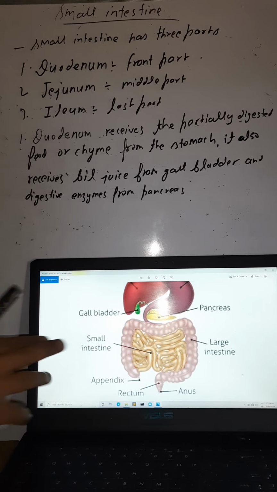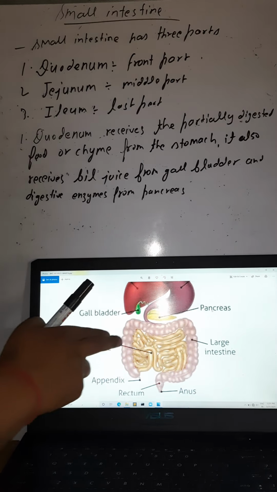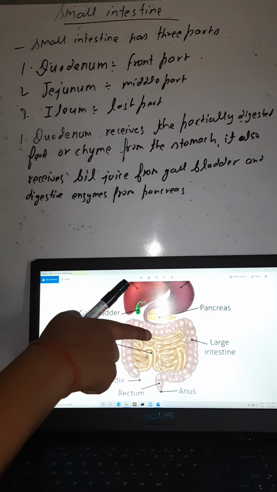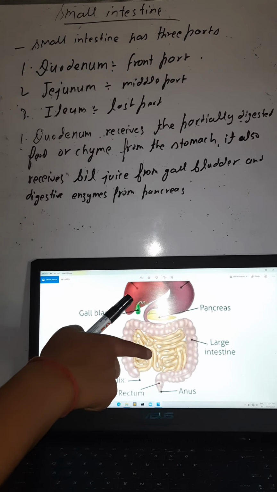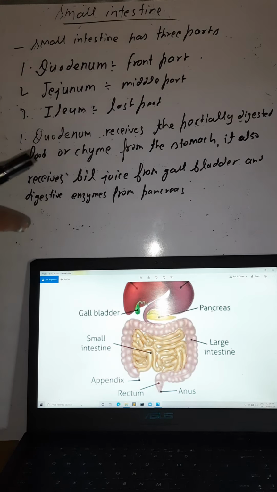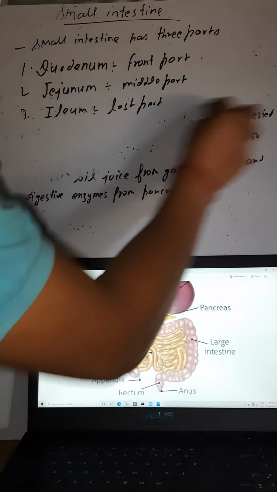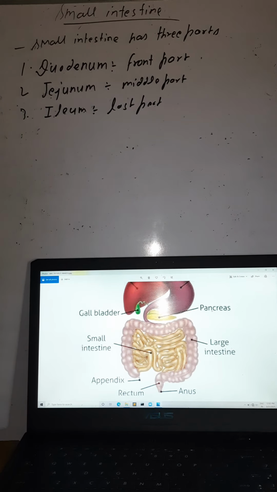Getting this? Now when the digestion process gets completed, then the food goes from the front part to the middle part of the small intestine known as the jejunum. Okay, so now let's discuss what happens in the jejunum. First let me erase this, you keep writing if you have written. Let me discuss the second part of the small intestine, that is the jejunum.